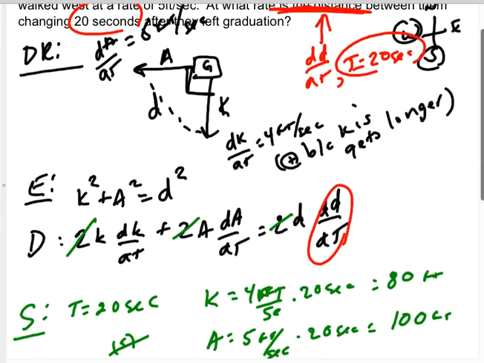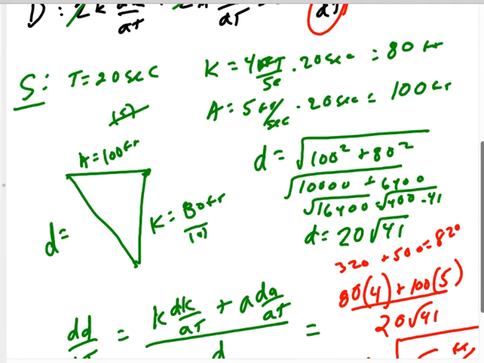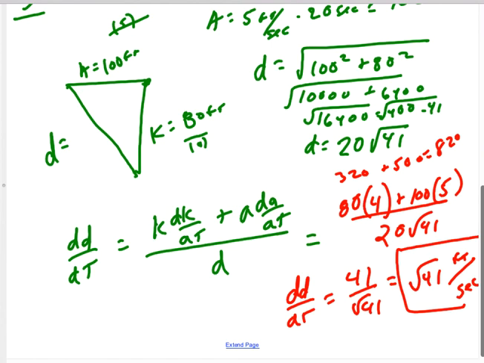So there you have it, right? So at the moment when they left graduation, they're moving apart at a rate of root 41 feet per second. If you're trying to figure out how fast that is, you can realize that root 41 is between root 36 and root 49, so it's between a 6 and a 7. So that's our basic intro to related rates. We'll do more related rates in the next video.